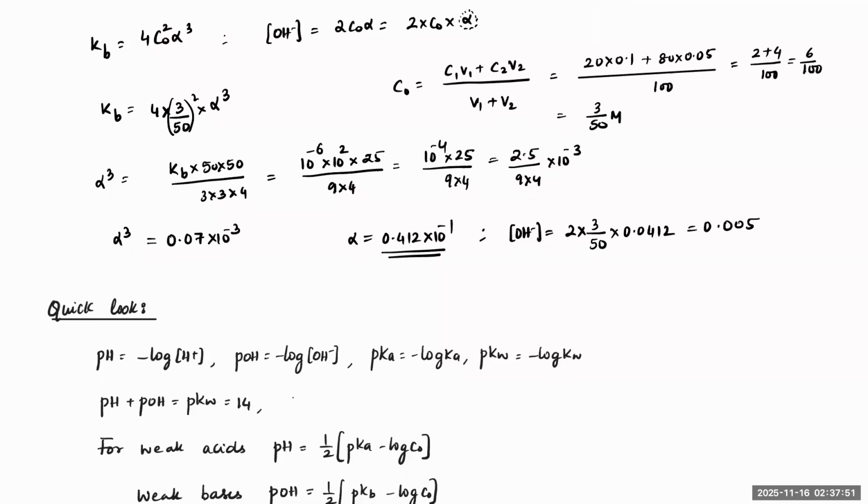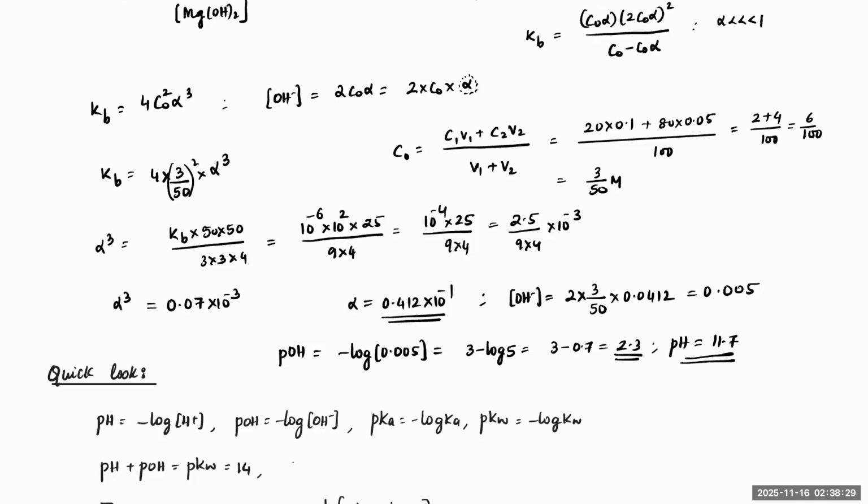So what will be the pH here now? I mean pOH here now. pOH will be minus log of 0.005. Clear? So that is log 5 times 10 raised to the power of minus 3. So 3 minus log 5. So 3 minus log 5 is 0.7, so 2.3. So pOH is 2.3, which makes what the pH value? So 14 minus 2.3. Clear? So which is 11.7. So this will be the pOH value and pH value.